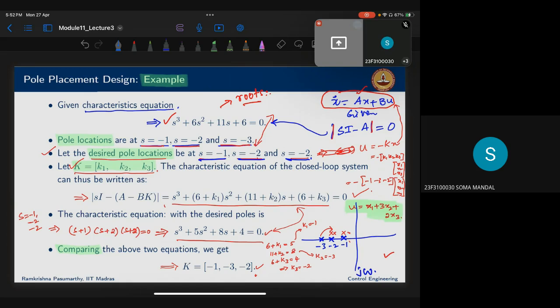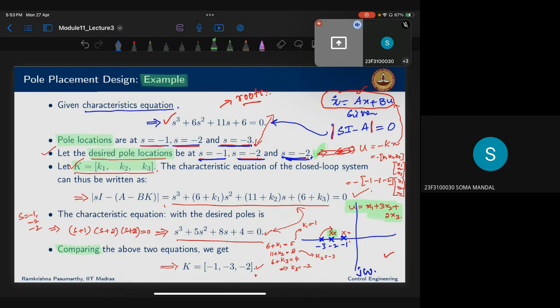Okay, so s equal to -1, you don't want to disturb. s equal to -2, you don't want to disturb. The -3 pole, you want it to move to -2. You want it to have two poles at -2. So due to your requirement, the question is how to place the poles at the new, desired locations.